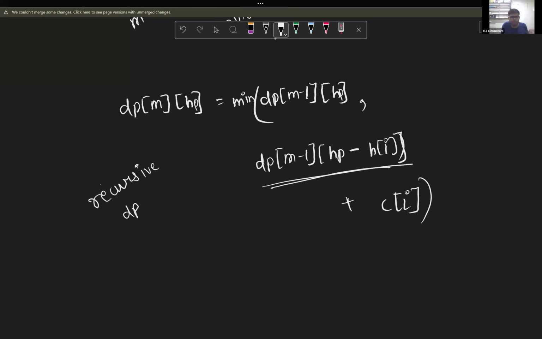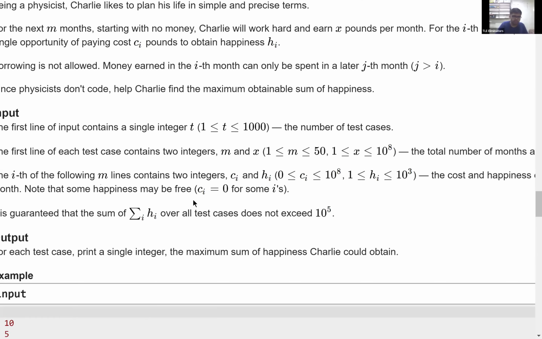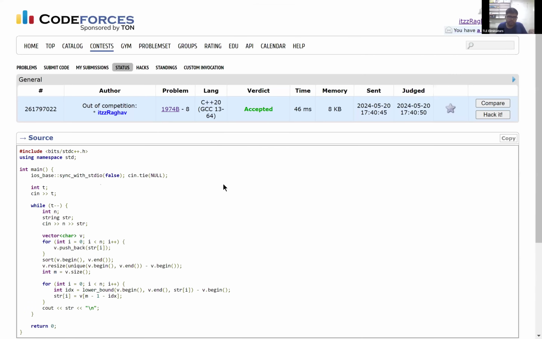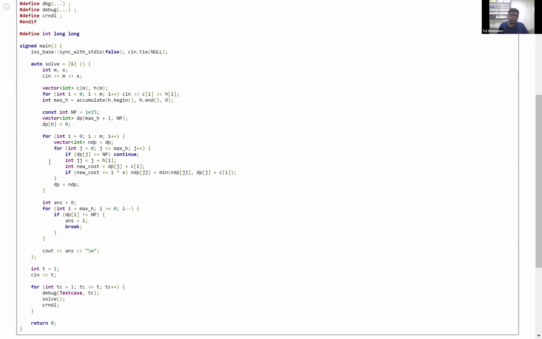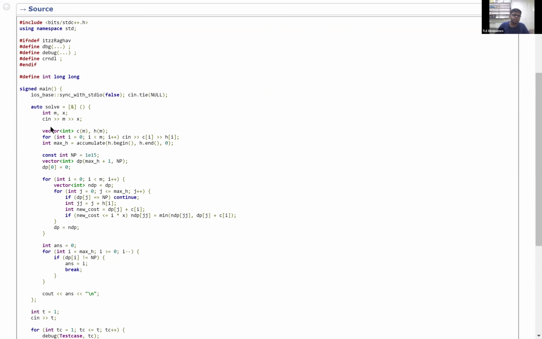Or if you want, you can even write recursive DP. From here on, I think that many people might just like to use recursive DP. In my case, I have written iterative DP with push, like the transitions being pushed.